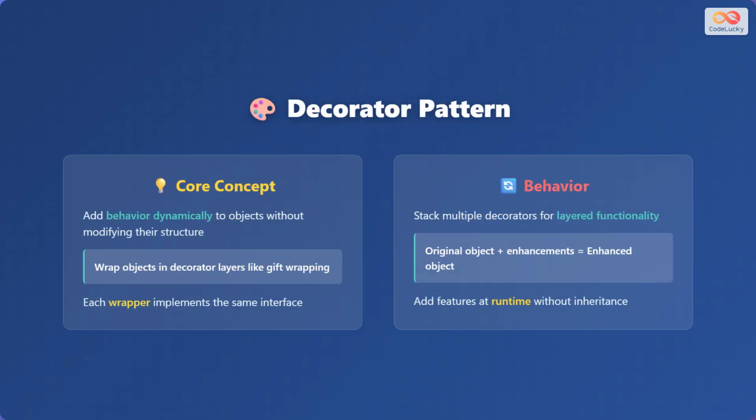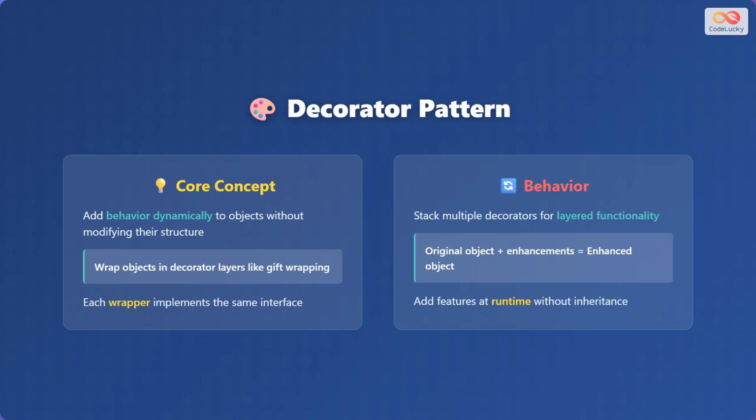The decorator pattern is a powerful structural pattern that allows you to add behavior dynamically to objects without modifying their original structure. Think of it like gift wrapping. You can wrap an object in multiple layers, where each layer adds new functionality while preserving the core object underneath. The core concept revolves around creating wrapper objects that implement the same interface as the original object, allowing you to stack multiple decorators for layered functionality.